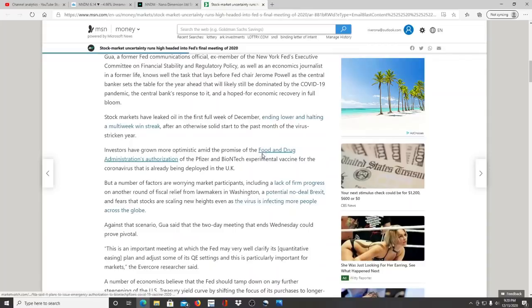Now, one of the things that has allowed the market to hit the all-time highs is the optimistic approach on FDA approval on Pfizer, which I believe they already received. And then BioNTech is an experimental vaccine for the coronavirus that's already being deployed in the UK. So even things that are happening outside of the US bring some hope and excitement, right? That's a really big thing around the world.